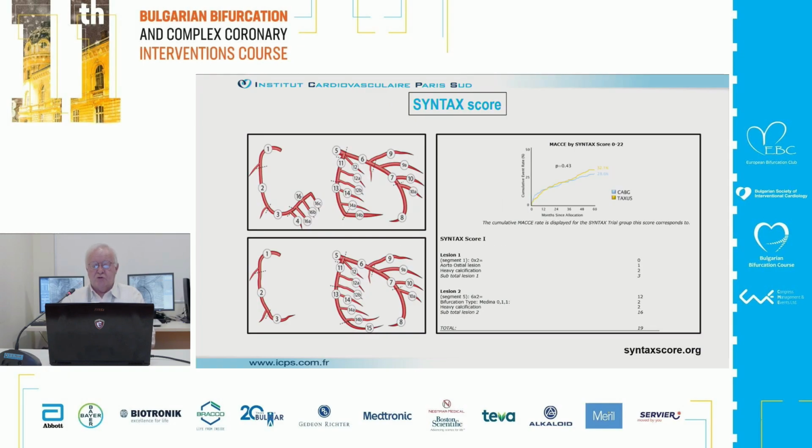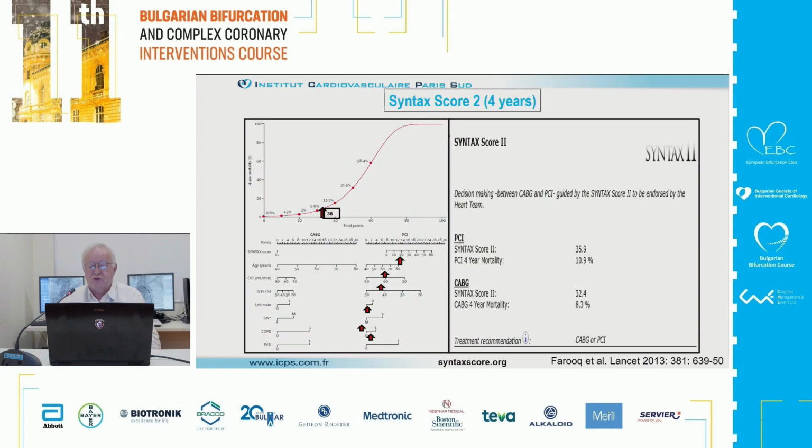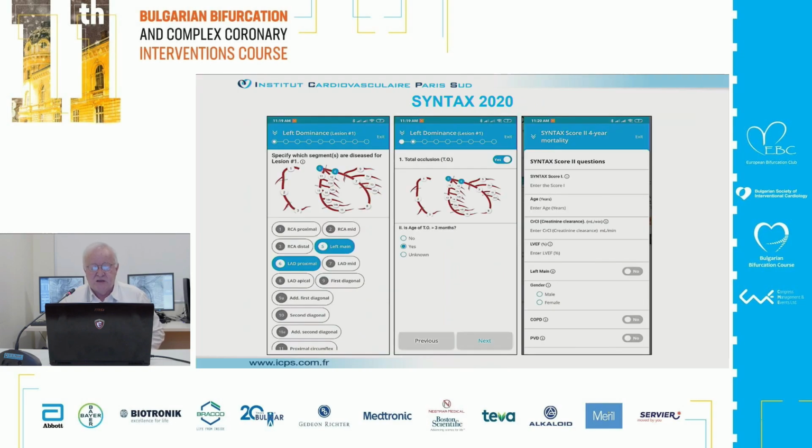So you know all this, the old SYNTAX score. You know the SYNTAX score 2 gives a mortality at 4 years in PCI and surgery. And there is now a new SYNTAX score, 2020, that I've never used, but this is online, I think.